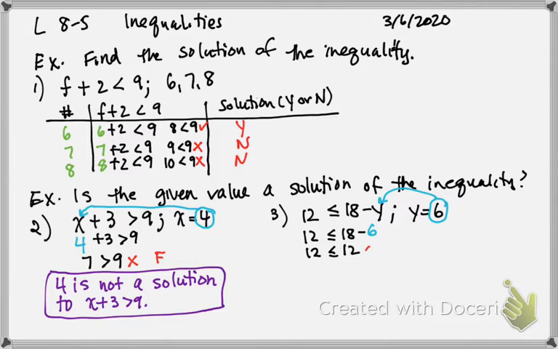How though? Because of the or equal to. So 12 is equal to 12. So we would say 6 is a solution to 12 is less than or equal to 18 minus y. And there we go, guys.